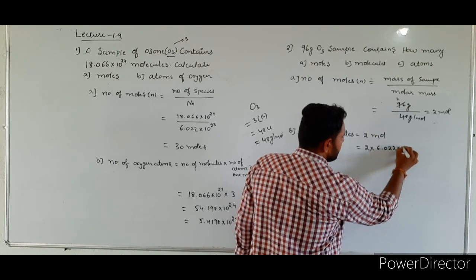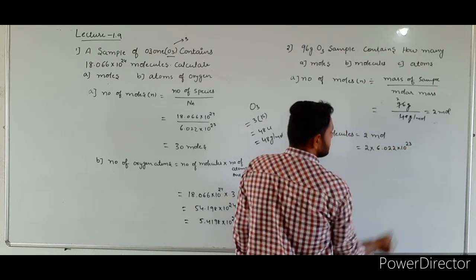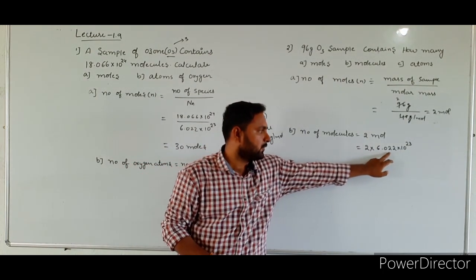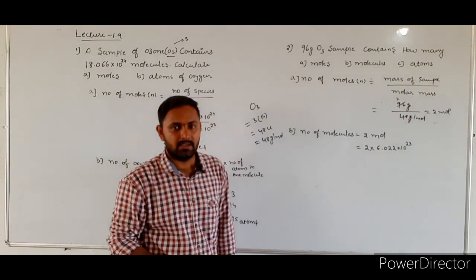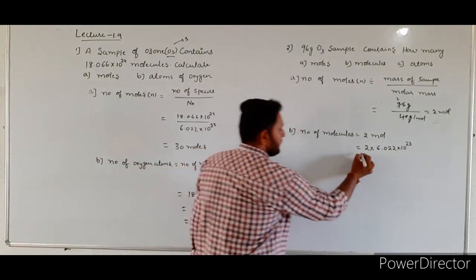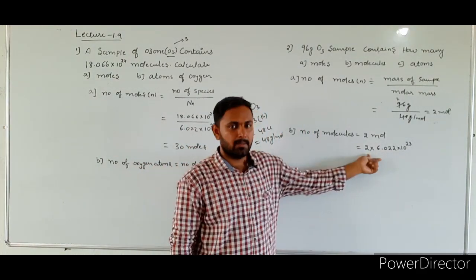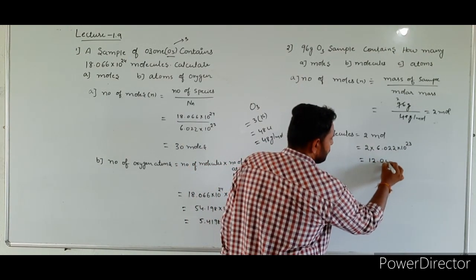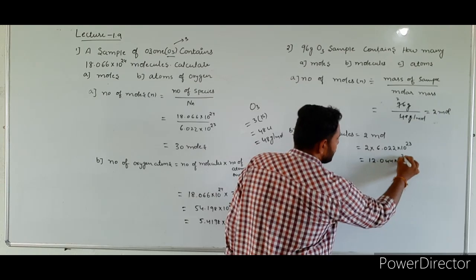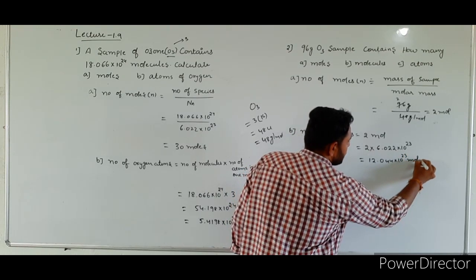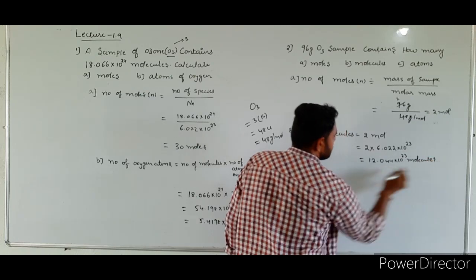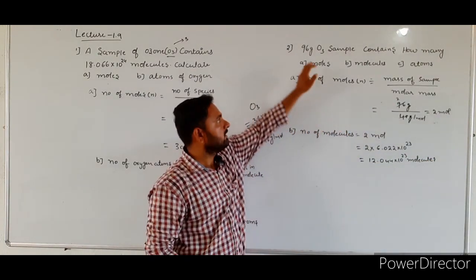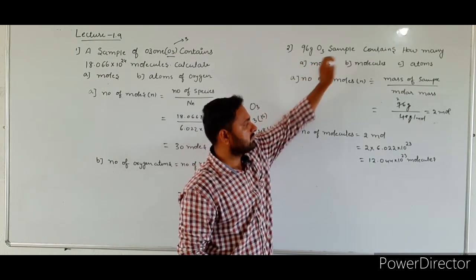1 mole is 6.022 into 10 power 23 molecules, right? So 2 into 6.022 into 10 power 23 molecules. Now you multiply these two. After multiplication you will get 12.044 into 10 power 23 molecules. How many molecules are present? 12.044 into 10 power 23 molecules are present in the 96 gram O3 sample.